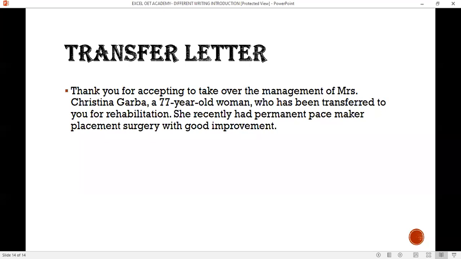Rehabilitation. Instead, I use "she has been transferred" or "who has been assigned". I can use "who has been assigned to you". It's the same thing. Assigned means you're transferring here. Who has been assigned to you for rehabilitation. She recently had permanent pacemaker placement surgery with good improvement. You can see "with good improvement" is telling us what? The updates, right? How far the patient has done since admission and since the surgery has occurred.